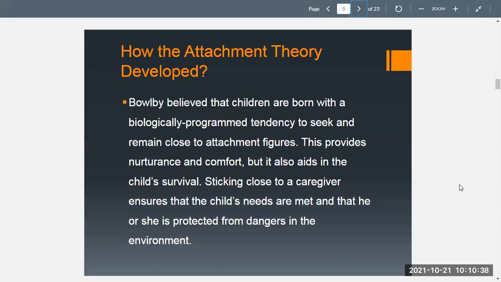And because we want to feel valued in relationships, whereas for children the primary caregiver is our parents or whoever the adult is, in adult relationships the attachment figure is then replaced by our romantic partner, or by a close friend, right? Your BFF, right? And so, very fascinating stuff. I hope that you're getting it a little bit. So sticking close to a caregiver ensures that the child's needs are met and that he or she is protected from the dangers in the environment, right?